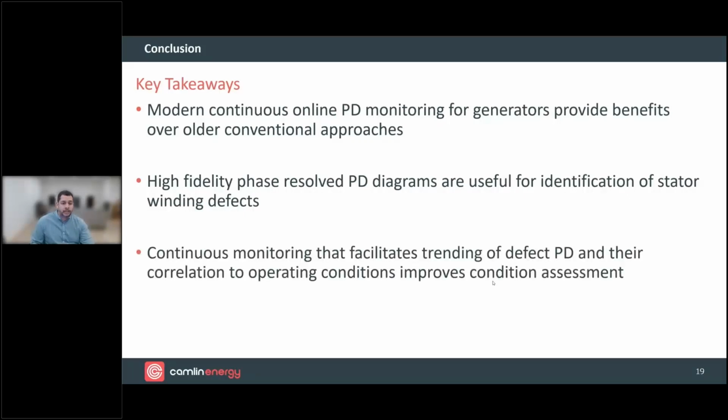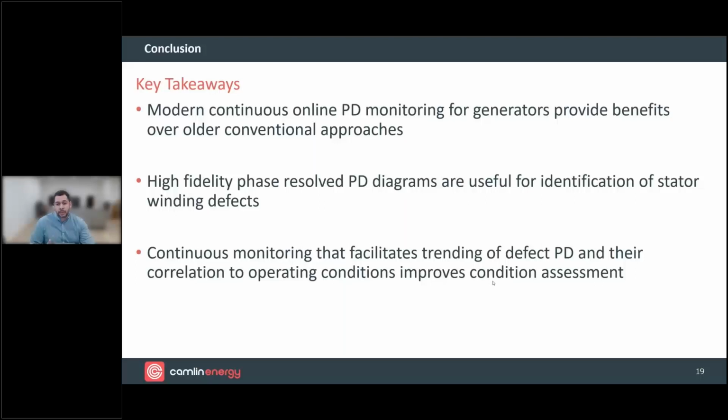And the continuous monitoring facilitates trending of certain defect types. So in the previous case, we can trend seasonally. We can look at each winter, are the end winding discharges getting more serious, okay? That would be very hard if we didn't have this ability to do the trending relative to the operating conditions, because the operating conditions for humidity and ambient temperature are going to change over time. All of these things can affect the partial discharge patterns and their magnitude.